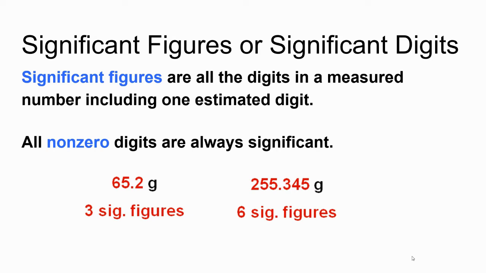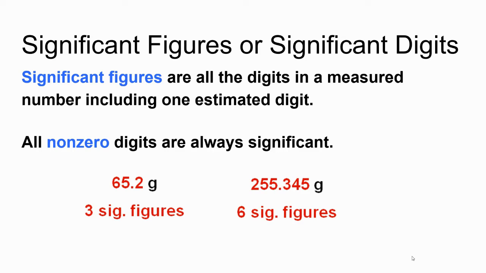Okay, now we're talking about sig figs. So we're going to just briefly go over this, and then I will give you a paper to work on. So significant figures are the digits in a measured number, including 1 estimated digit, okay? So ruler A could have 2 or 3 significant figures. Ruler B could have 3 or 4 significant digits, okay?